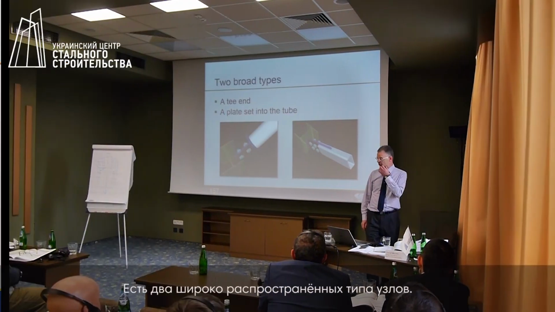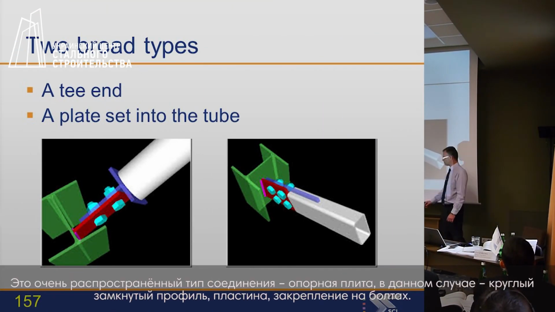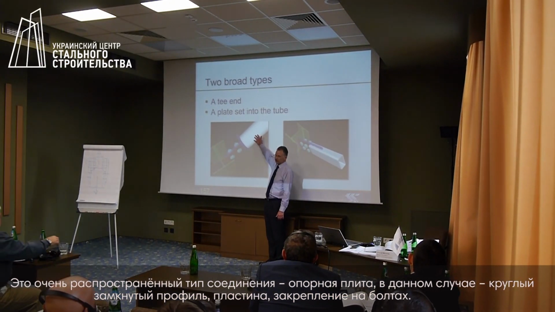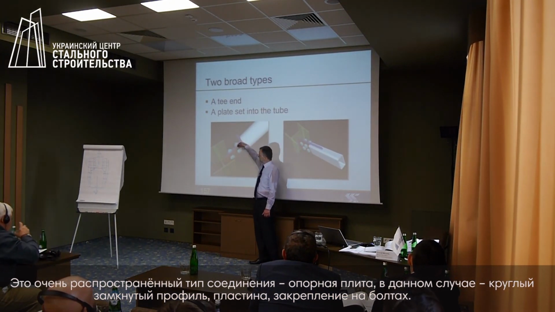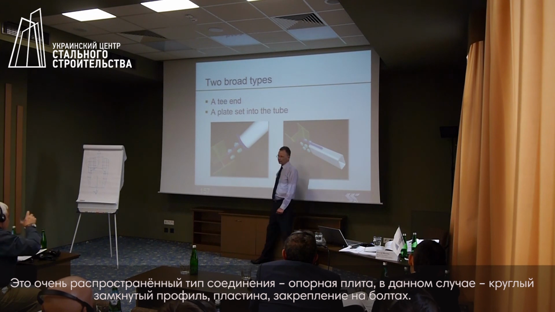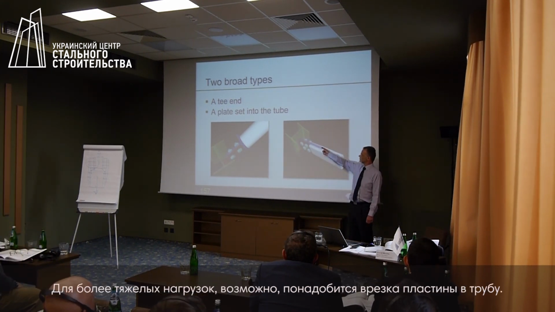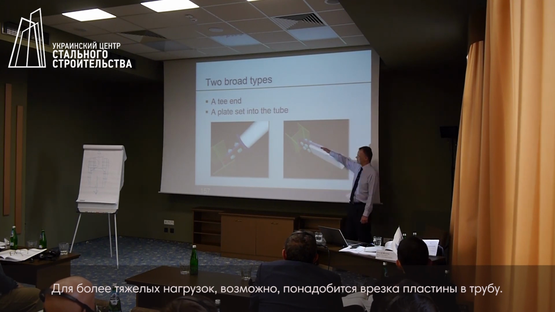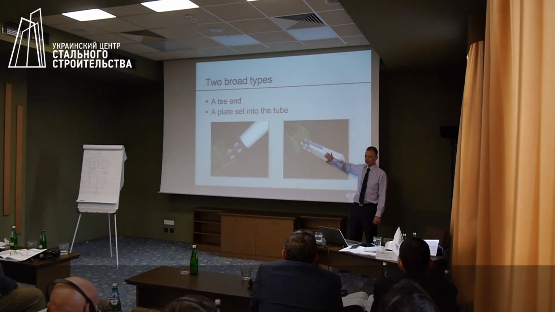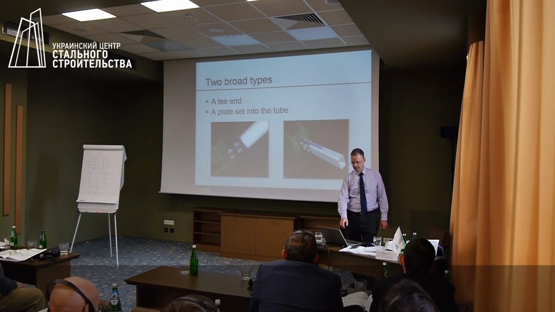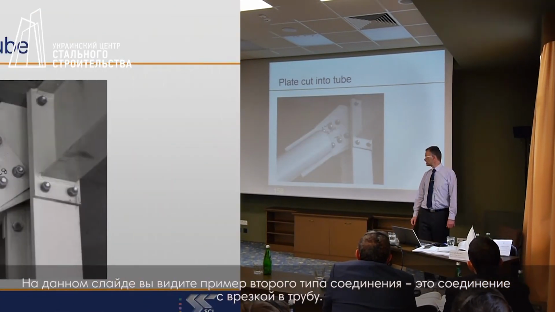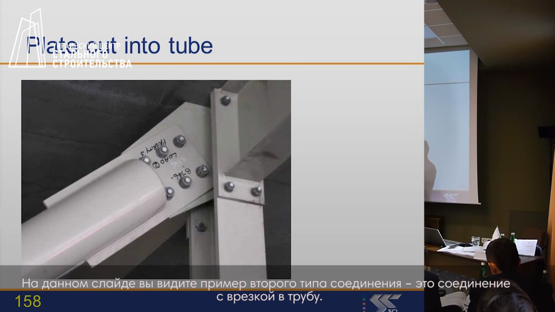So bracing connections, two sorts of bracing connections. This would be very common: an end plate on a, in this case, circular hollow section, a stem, and bolted to a gusset plate. For heavier loads, perhaps the plate is going to be cut into the hollow section. So there would be an example of the second type of detail.